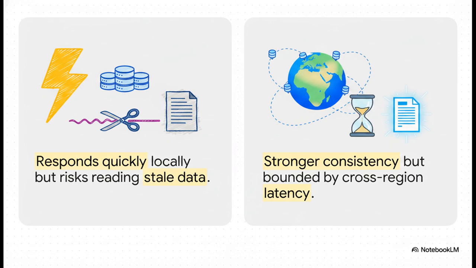For example, if you're building a social media app and a user likes a photo, you'd use a local quorum because a few milliseconds of stale data is perfectly fine. But if a write happened in Europe a millisecond ago and you are reading in New York using a local quorum, you might read that stale data.